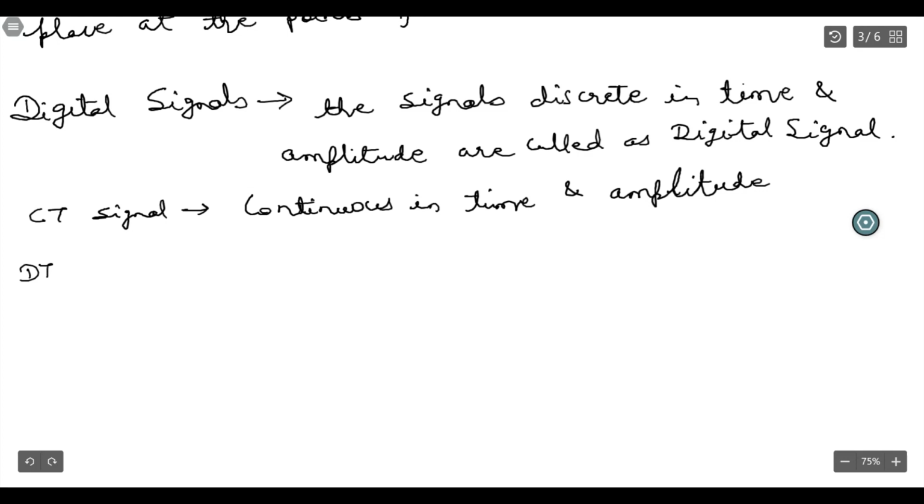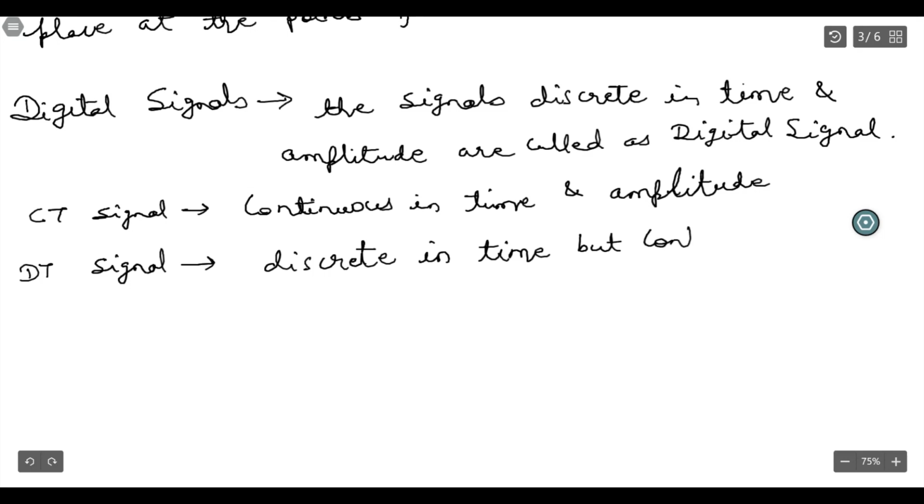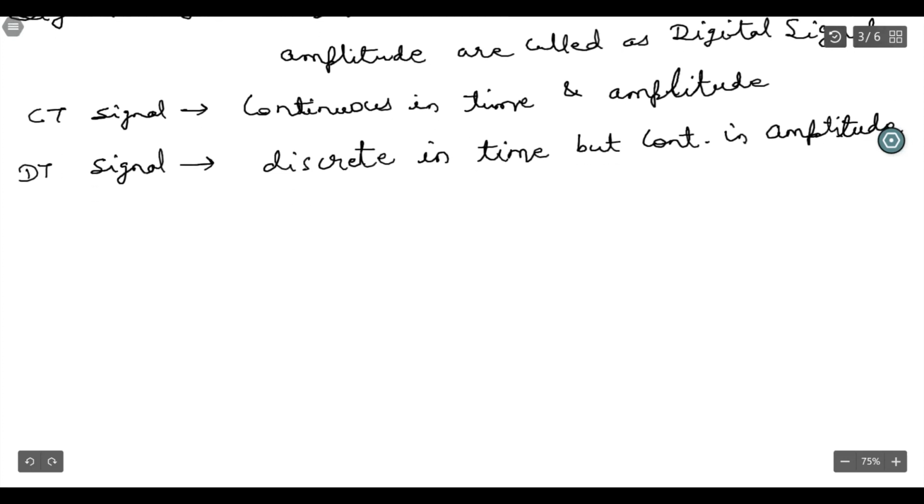The discrete time signals are discrete in time, but continuous in amplitude. So we have digital signals, continuous time signals, and discrete time signals represented as they are.